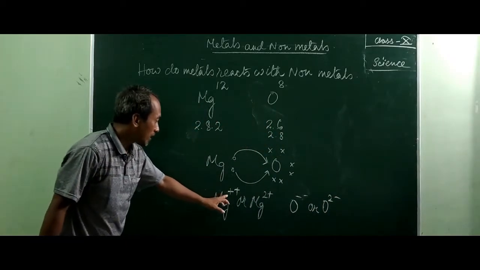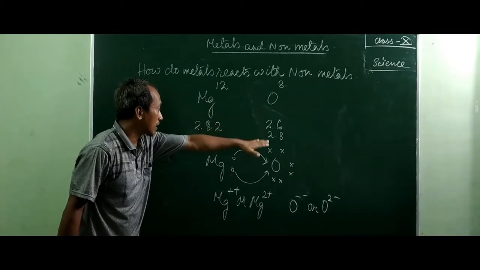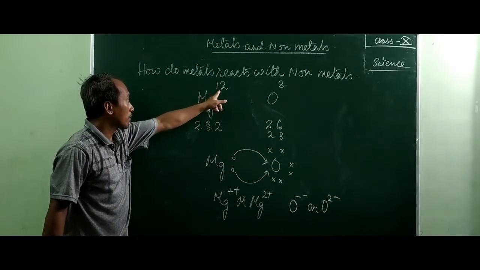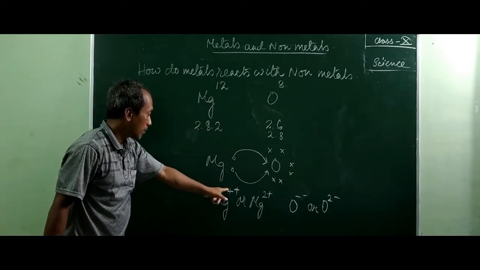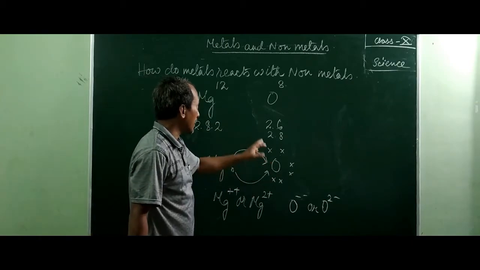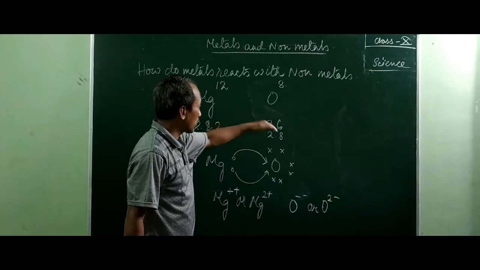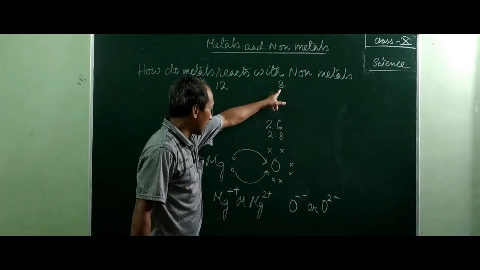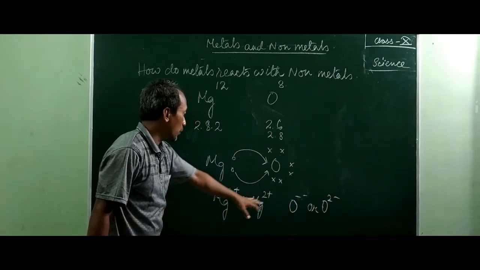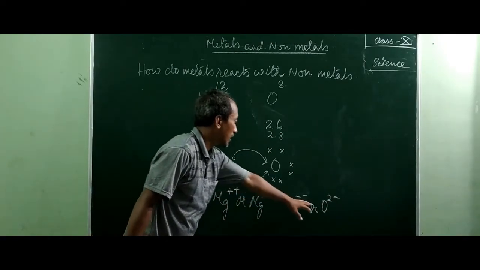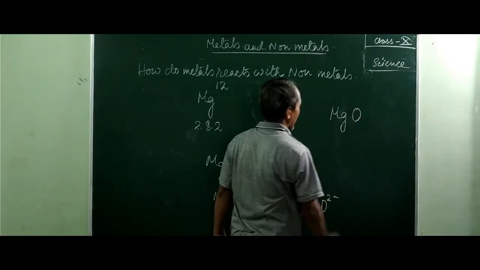So here, why is it plus plus? Since it has donated 2 electrons, 2 negative charges are gone, but in the nucleus 2 positive charges remain more, so it becomes plus plus. Here oxygen has 8 electrons and 8 protons, so when 2 electrons come, it has 10 electrons, making it 2 negative. So this positive ion and this negative ion will form a molecule called magnesium oxide.